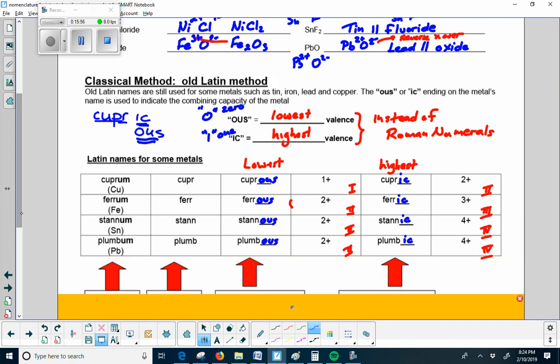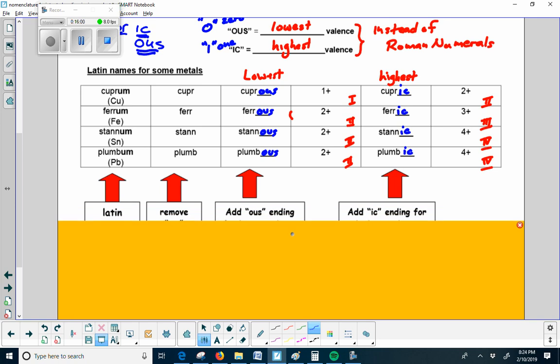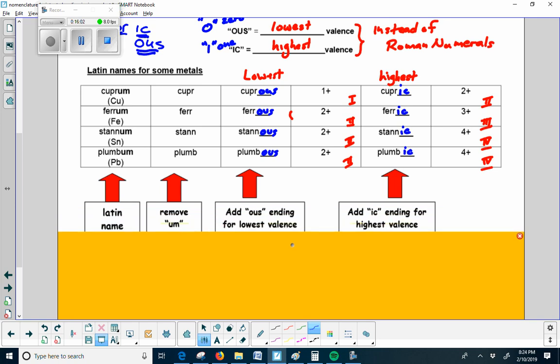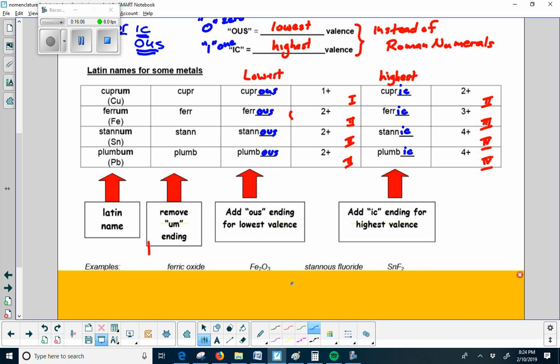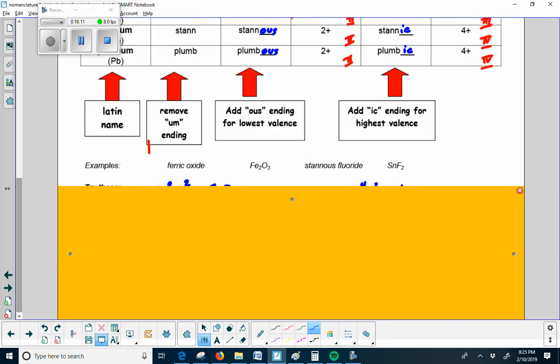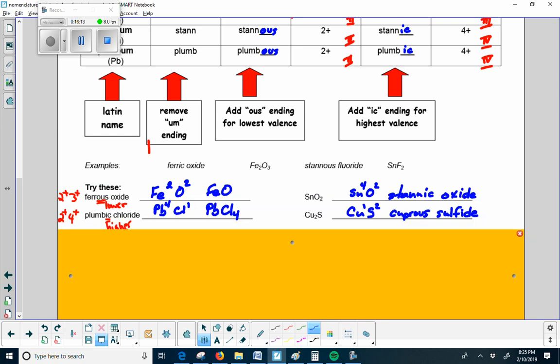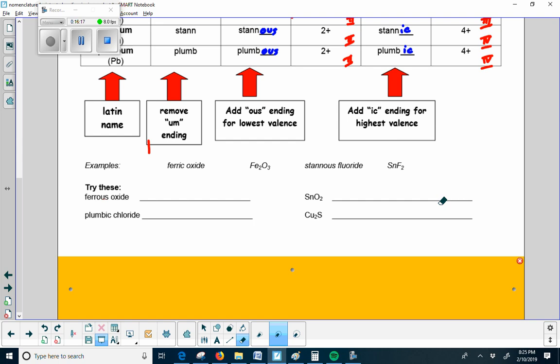So what we do, this is an older version. We don't typically use it anymore, but some chemicals are labeled in the older version in different textbooks. You want to make sure that you know how to use it. It's very similar to, as I said, the Roman numerals, except we use the suffixes. So what I'd like you to do, let's try these out. I'd like you to try writing the formula for these using the classical or Latin technique. So -ous or -ic ending, no Roman numerals.